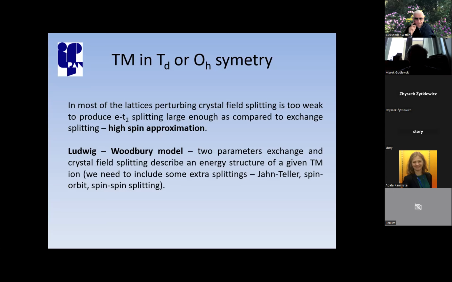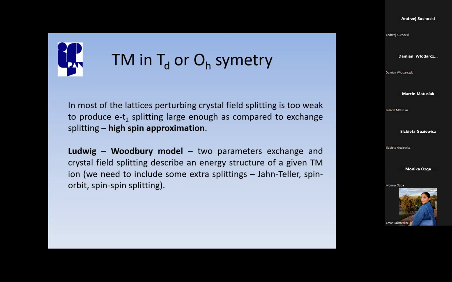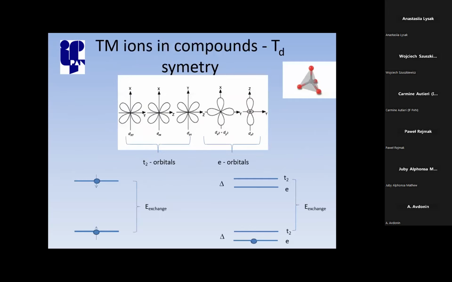And then they say that if we exclude things like Jahn-Teller, which can be observed, and chromium was one of the canonical cases of the static Jahn-Teller effect, and spin-orbit splitting, in fact, we need only to know 2 parameters: the exchange splitting value and the crystal field splitting, and then we can analyze what happens in the material.